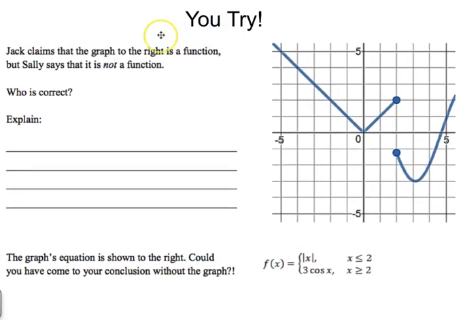So Jack claims that the graph to the right is a function, but Sally says that it's not a function. Who's correct, Jack or Sally? Okay, so give me a nice sentence explaining who's right and who's wrong, and give me some reasoning. Press pause, go.